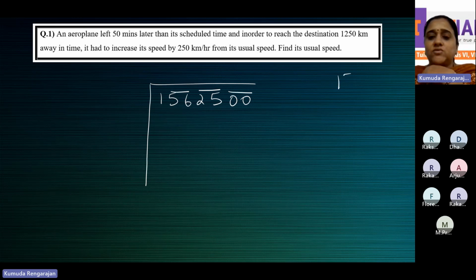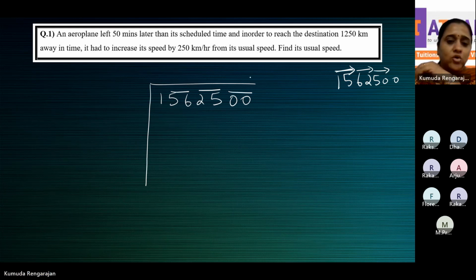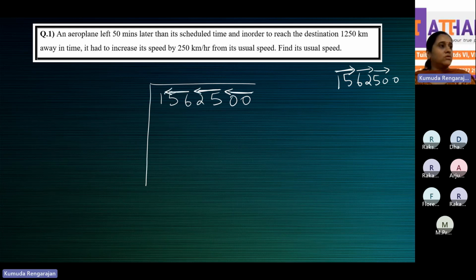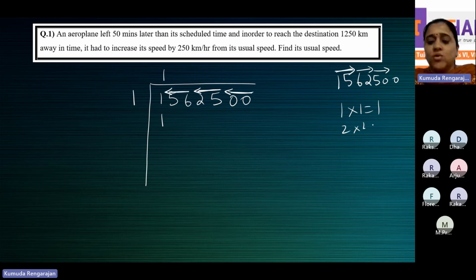Do not group like this, 1, 5, 6, 2, 5, 00. Do not group like this, not like this. 15, 62, 50, not like that. Group it like this, 0, 0, 25, 56, 1 stands alone. In this direction, you must group. 1 stands alone. Now, 1, 1's a 1. You have to start like 1, 1 is 1, or 2, 2's are 4, 3, 3's are 9, 4, 4's are 16, and so on.